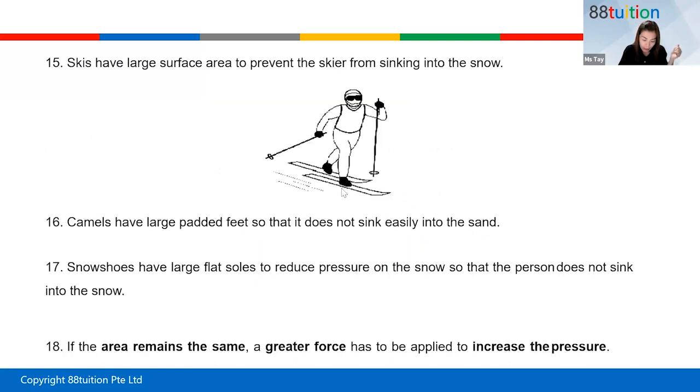Right, so if you look at this particular picture here, you can see that skis have large surface area, so the skier doesn't sink into the snow. Then another example, camels, they have large padded feet, so they don't actually sink into the sand easily. Snowshoes also have large flat soles to reduce pressure on the snow so that the person does not sink into the snow. I mentioned just now, if your area remains the same, a greater force must be applied in order to get a greater pressure.